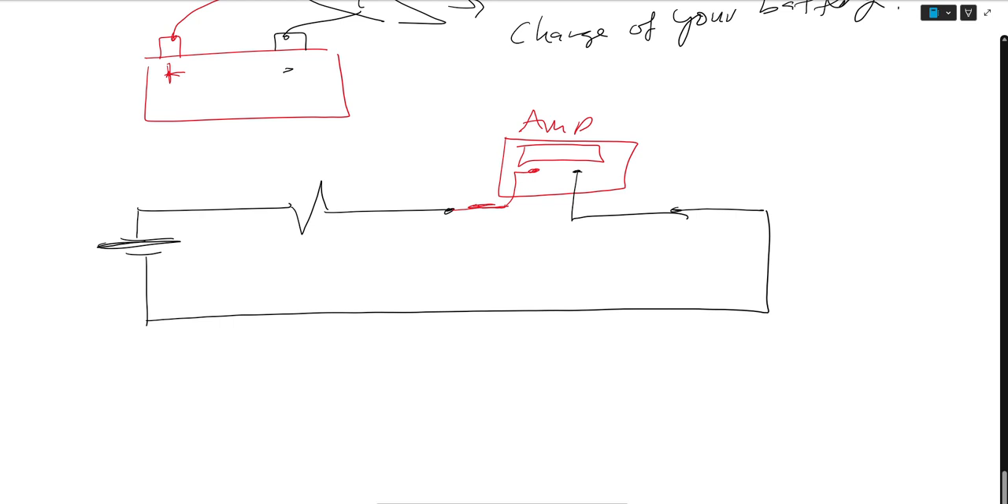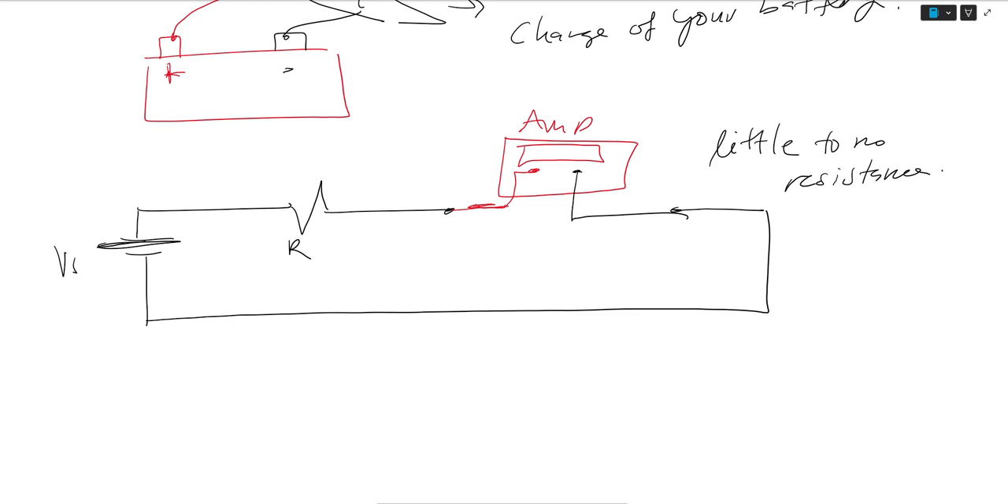And the idea here is the amp meter actually has little to no resistance. So that means that whatever, this is Vs, this is R, whatever current is flowing through here will flow through the amp meter, and no voltage will drop through the amp meter. So that means no heat is dissipated, right?